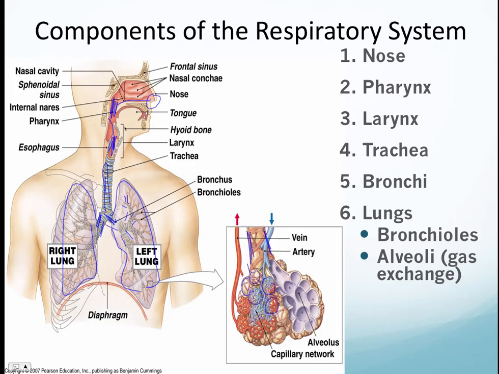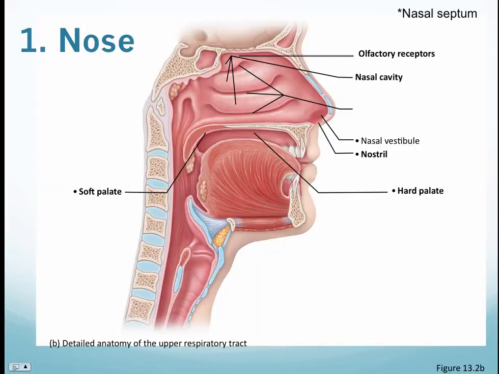And so really all these other structures, no gas exchange. So no gas exchange occurs at any of these other areas. Only gas exchange occurs at this alveoli level. Now let's get a closer look at those different structures.